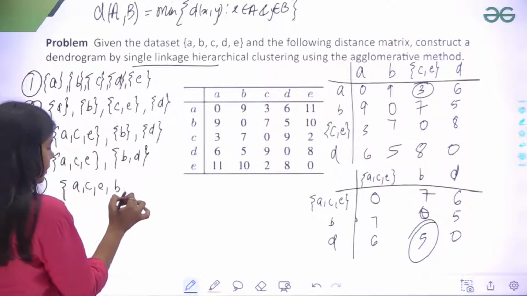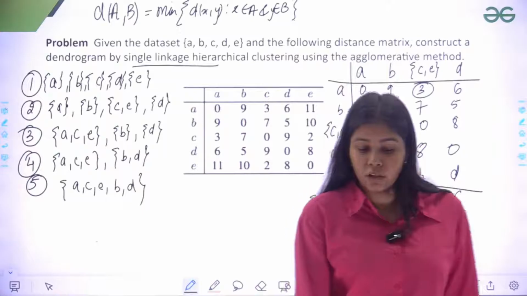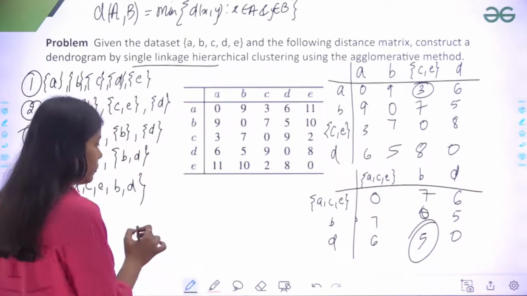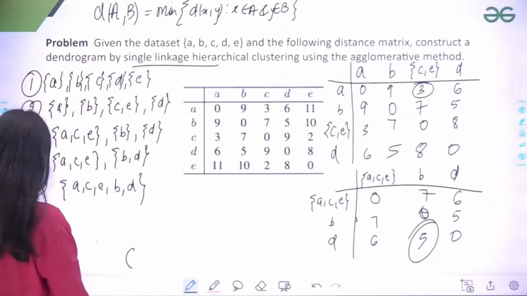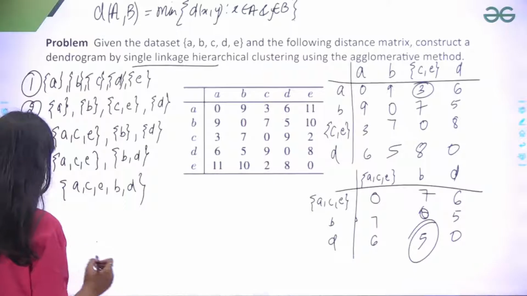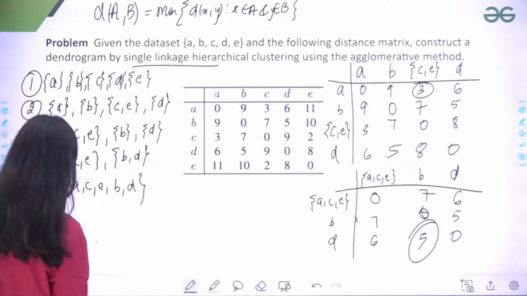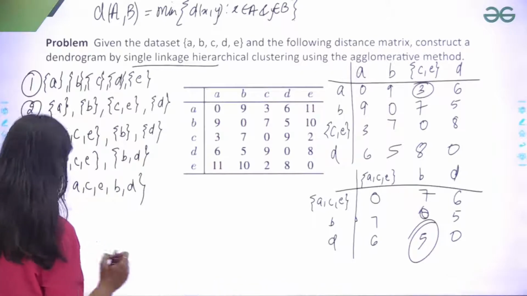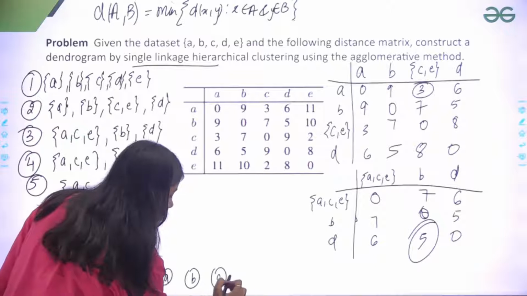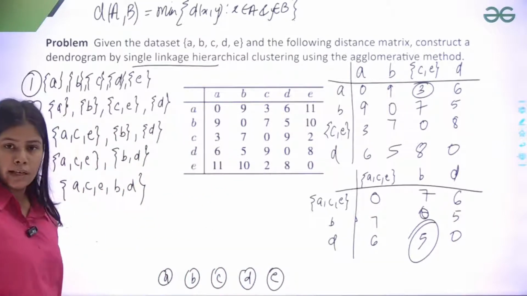Now the last thing is I'll combine both the things. A, C, E, B, D. Right? This is my final cluster. Right? Now you can easily draw the dendrogram. How are you going to draw a dendrogram? Let me try to draw it here. Let's suppose these are the points A, B, C, D, E. We have 5 clusters at the start.